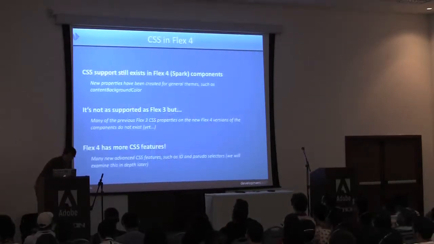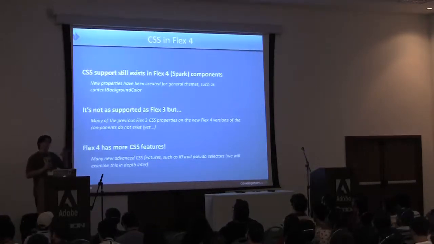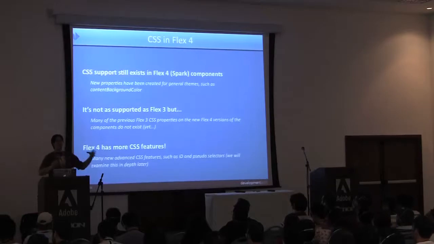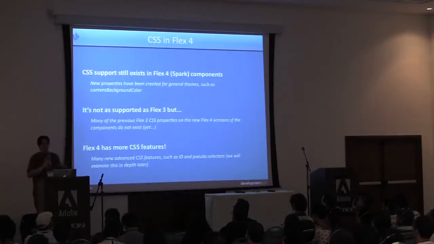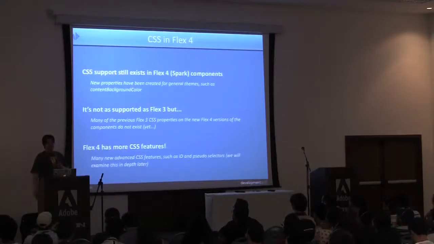Okay, so CSS support is still there. And we have some new properties that have been added. They've really pushed theming. Adobe is really pushing themes in Flex. A theme is the ability to set and change the style of your entire application by just changing one theme file. So they have these new properties like contentBackgroundColor that are consistent across all the new Spark components so that we can create a unique theme and apply it across.